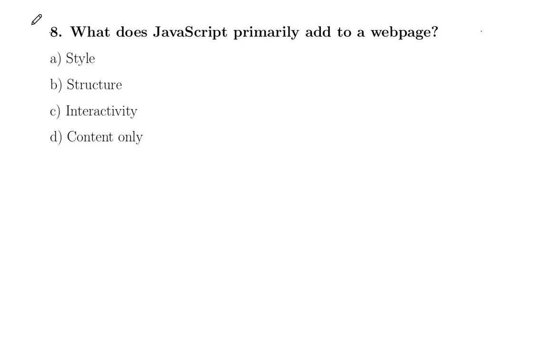What does JavaScript primarily add to a web page? Option A is style. Option B is structure. Option C is interactivity. Option D is content only. The correct option is interactivity. Interactivity is added by JavaScript into the web page.